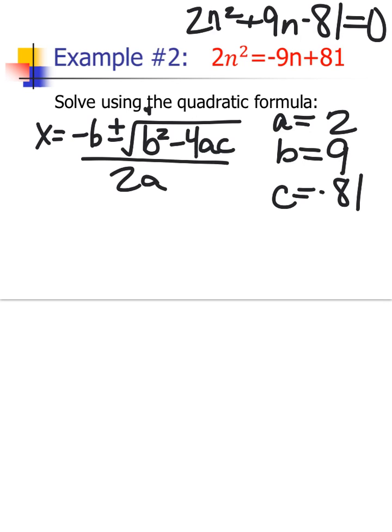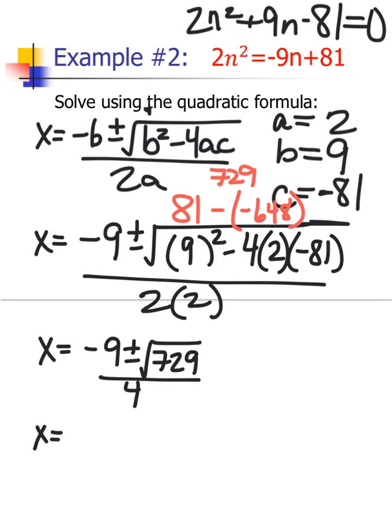If you'd like to pause it here and see if you can get everything filled in correctly yourself, do that, and then come back and see if you have the same things I have. Check and see if you have what I have. For the discriminant value, I had 81 minus negative 648. That gave us 729. And now when I fill in the simplified version below, we're going to finish it off.